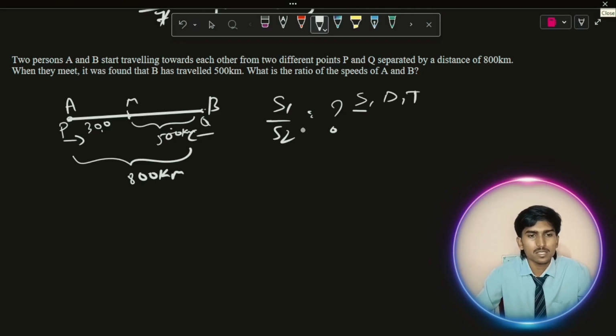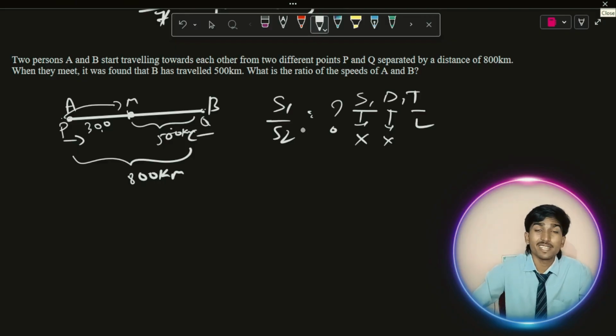Speed is not constant, because B already went 500 kilometers more than A, because it's faster than A, we can see from the data given. And the distance is also not the same because B traveled from here to here 500 kilometers, but A traveled from here to here 300 kilometers. Distance is not the same. Time is the same because both started at the same time, and both took the same time to meet at M.